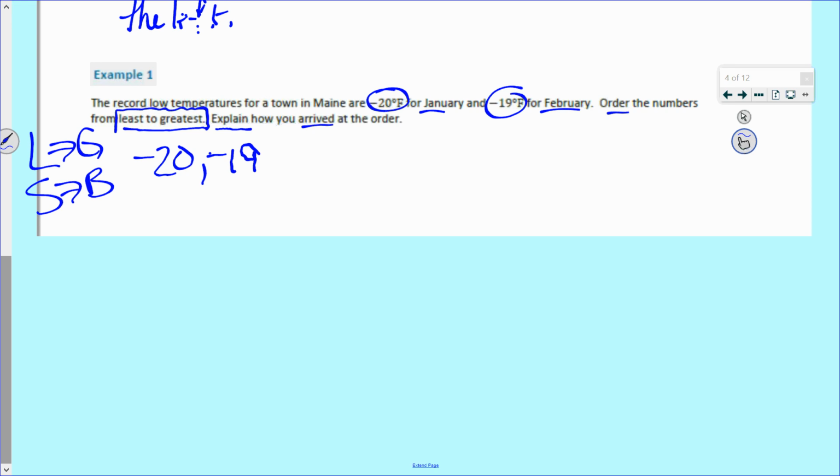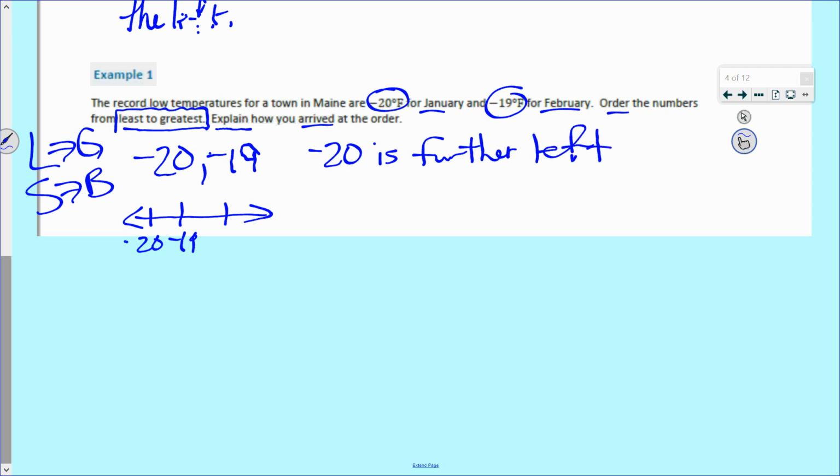Make sense? Another way is a number line. If I did a number line, I could show -20 and -19, and say -20 is further left. Because that is really the mathematical definition of small versus big. The bigger number lies further right on a number line. The smaller number lies further left. Does that make sense to everybody? Okay, good. Turn the page.